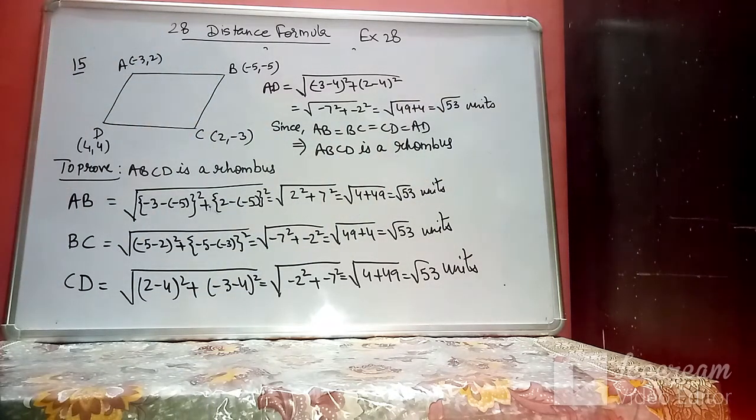Okay, so if you want to prove any geometry as a rhombus, square, or rectangle, you have to first calculate all the sides of that given geometry. Then afterwards you can prove accordingly. Since all the sides are equal to each other, it becomes a rhombus.